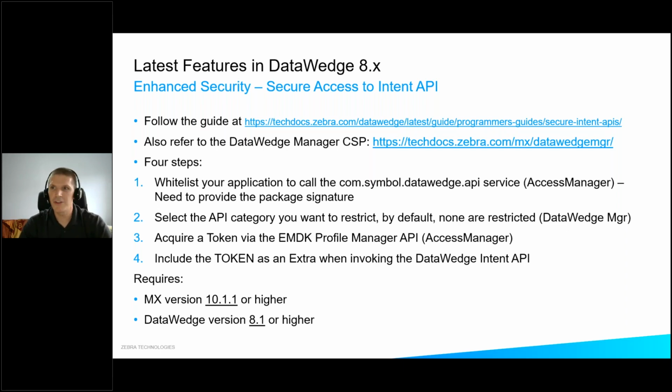The process is, as an administrator, you whitelist a specific application and say, yes, you are able to call the DataWedge service. And then you also choose which of those API categories, from 1 to 4, that you want the application to access. The application then needs to request a token, and it does that through the EMDK Profile Manager API. And once it has that token, it can call the DataWedge API.